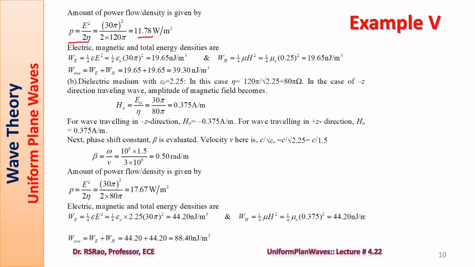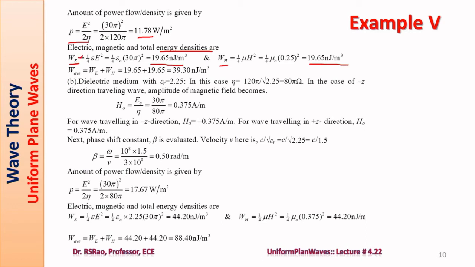Electric, magnetic, and total energy densities are as follows. Electric energy is 1/4 epsilon E square. Epsilon is epsilon naught. E is known. Substitution results in 19.65 nanojoules per meter cube. WH is 1/4 mu H square. Here mu is mu naught. H is known to us. Substitution results in 19.65 nanojoules per meter cube.